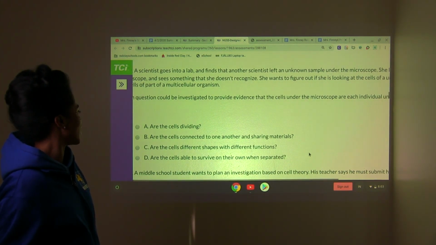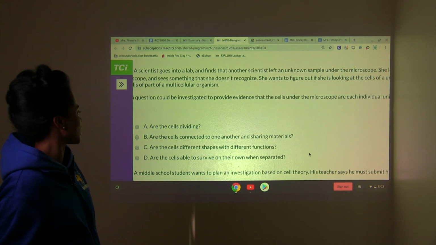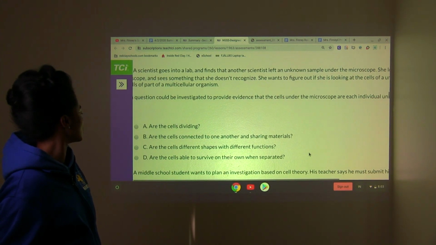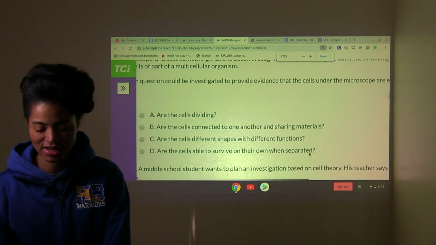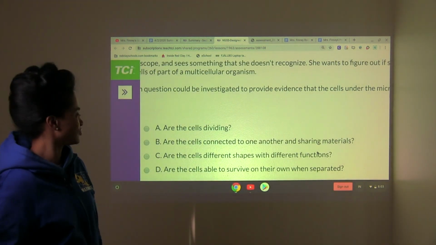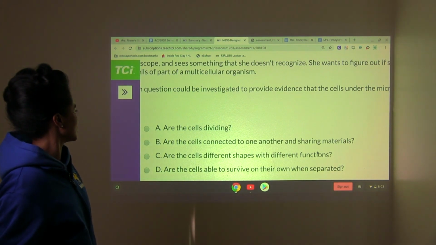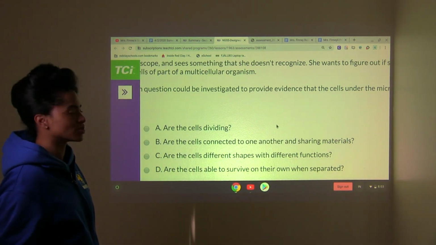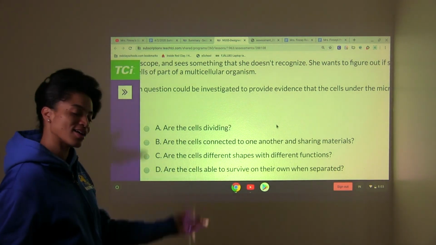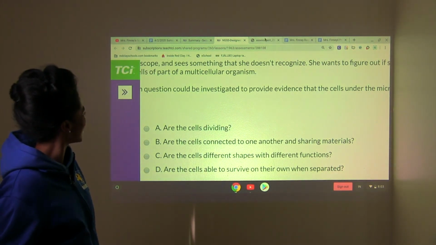Which one of these will provide evidence that the cells under the microscope are each individual unicellular organisms? Make your selection, write it down. All right, let's check your answer. Which one did you pick? All right, let's see if you're correct.